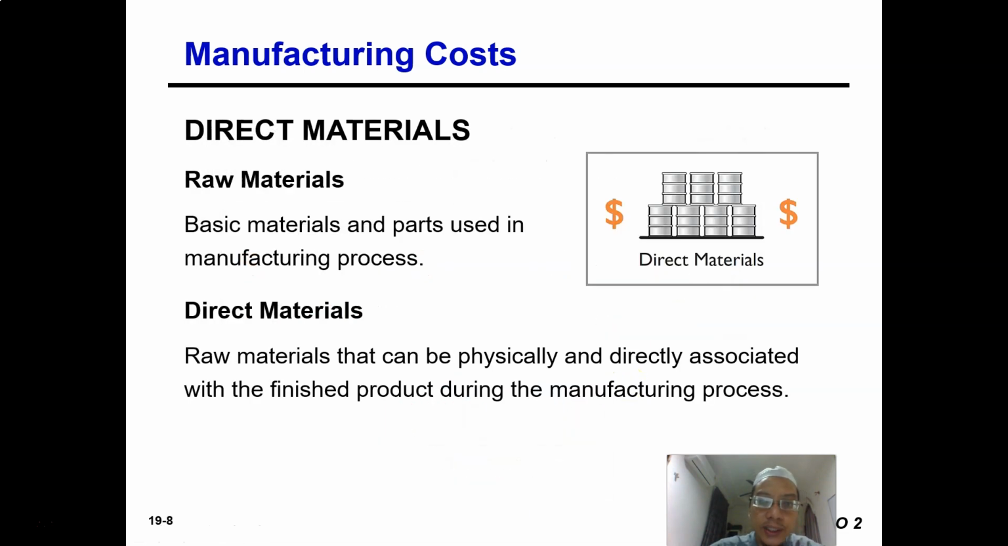Okay, firstly is the direct materials. A term that people usually use besides direct materials is raw materials. Okay, raw materials are basic materials and parts used in the manufacturing process. But in management accounting, mostly we use the term direct materials. Okay, it is raw materials that can be physically and directly associated with the finished product during the manufacturing process. So we know in cars there's a rubber part of the car which is made into tires. Okay, so those are direct materials.